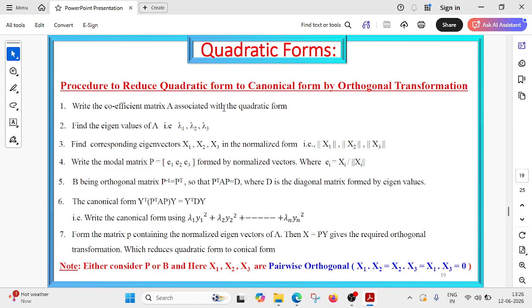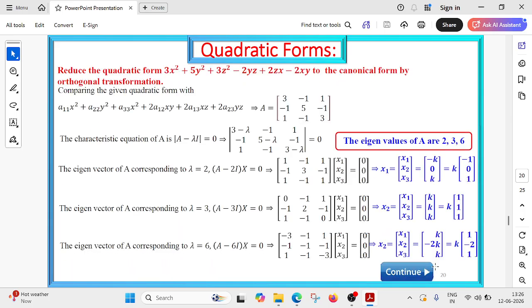The procedure: first write the quadratic form, find eigenvalues, find eigenvectors along with the normalized vectors, and you need to show that they are pairwise orthogonal, find P, and then find D. After that, reduce to C equals Y transpose DY and write this form, and then find the linear transformation X equals PY. Note that pairwise orthogonality must always hold, otherwise this problem is not applicable. So it is mandatory that x1 x2, x2 x3, x1 x3 equal 0.